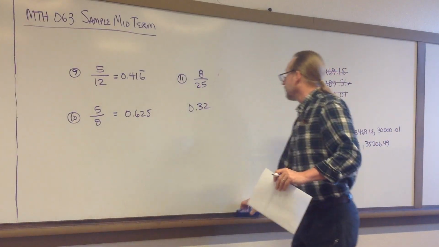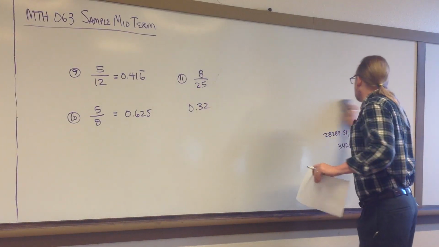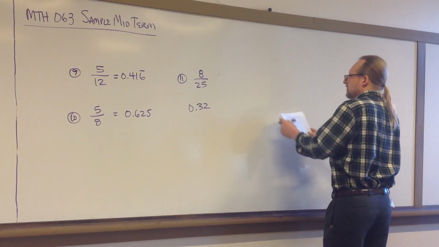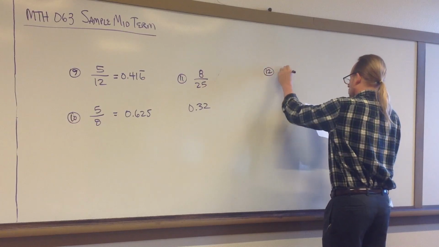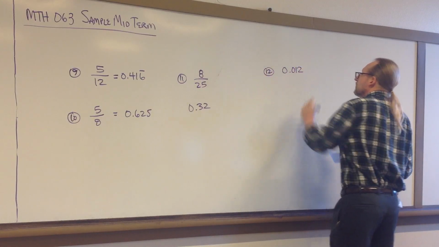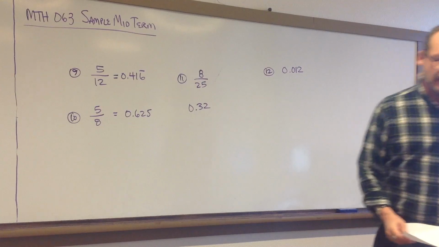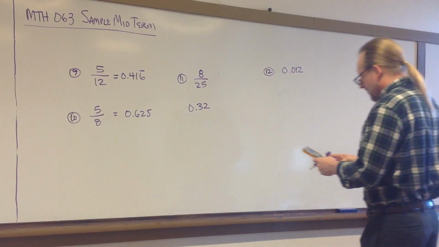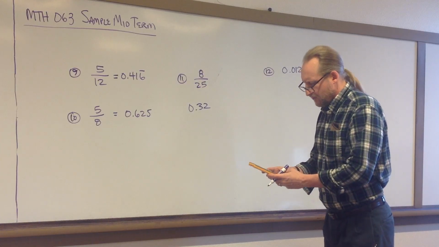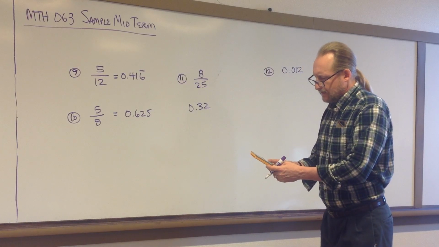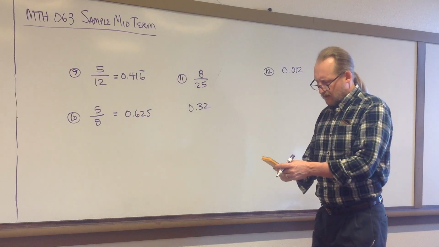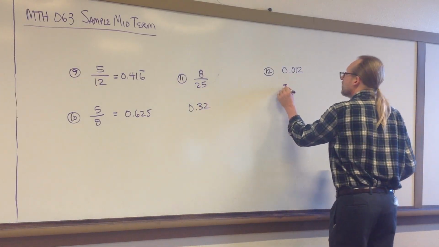Problem 12. Now we're going in the other direction. Turn these decimals into fractions. 0.012. So you may have a calculator that has this feature. On the graphing calculator, it's in the math section. I can go 0.012, hit the math key, and then the very first choice is change it to a fraction. And that'll be 3 over 250.